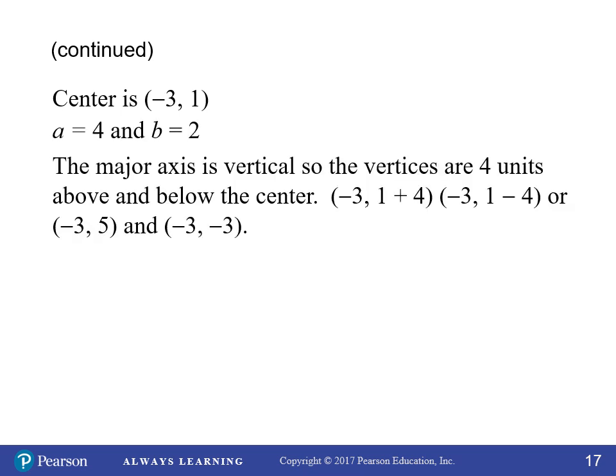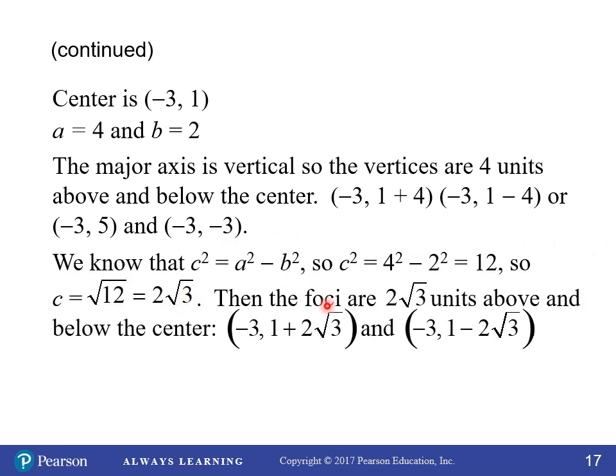The major axis then is going to be 4 units above and below the center, so that's why we have to add those or subtract them. So when we put that together, we get -3, 5, and -3, -3.